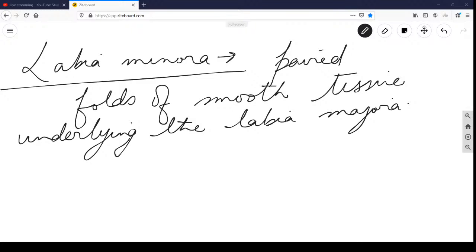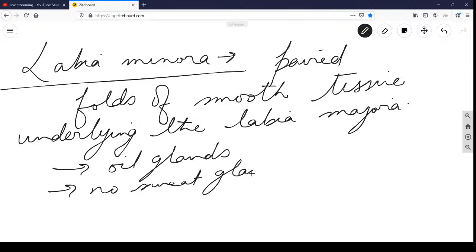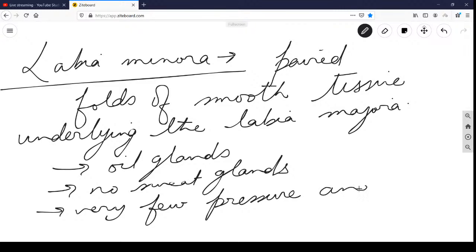Now, in a sexually unstimulated condition, these tissues cover the vaginal and urethral openings, but upon sexual arousal they become more open. The hairless skin of the labia minora has oil glands but no sweat glands, and again very few touch and pressure receptors.